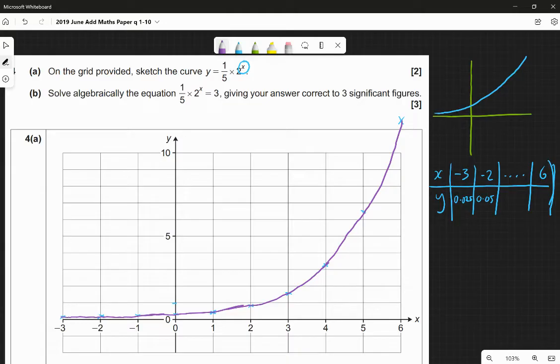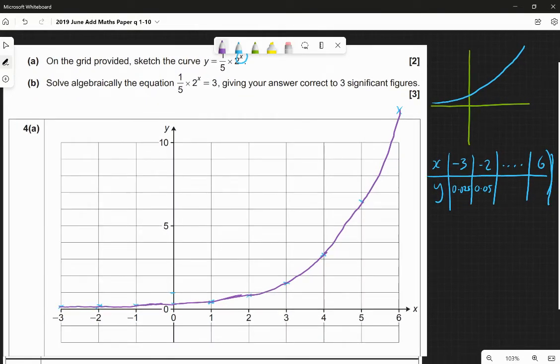So that's part A. On the grid provided, sketch the curve. Part B. Solve algebraically the equation 1/5 times 2 to the power of x is equal to 3. Well, if I was asked to solve graphically, that would mean using the graph we've got. That would mean replacing y with 3. So it's saying when y is 3, what's the value of x? So here's 3 on the y-axis. So it's asking for what this value of x is there. And I could estimate it. It's about 3.8 or 3.9 or something like that.